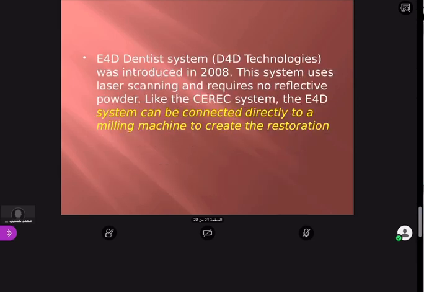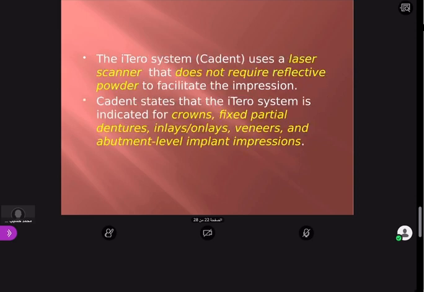So the E4D Dentist system, or D4D Technologies, was introduced in 2008. The system uses laser scanning and requires no refractive powder, unlike the CEREC system. So this is another system. The laser scanning does not require refractive powder in this system. This is the iTero system to facilitate the impression. Cadent states that the iTero system is indicated for crowns, fixed partial dentures, inlays, onlays, veneers, and abutment level implant impressions.